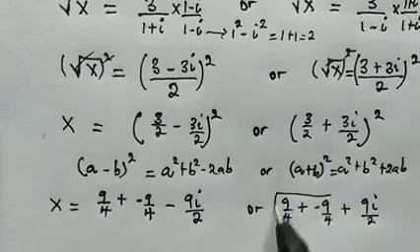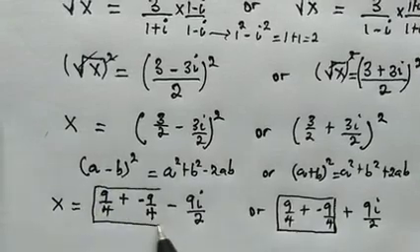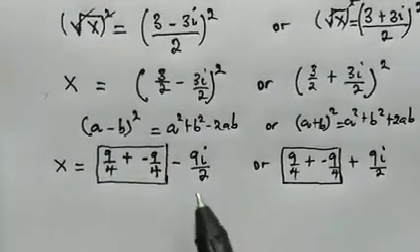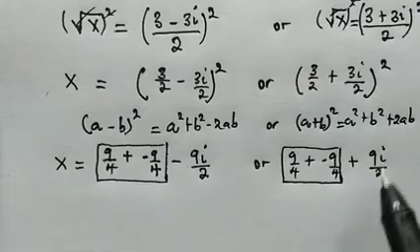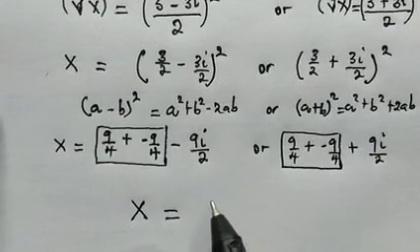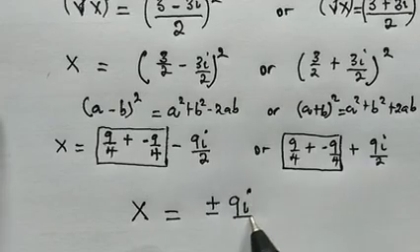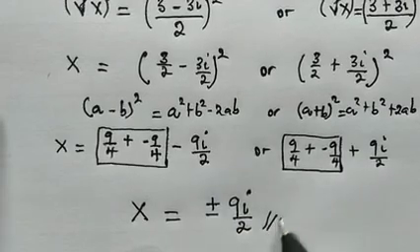We know that this part here is 0, right? And this part here is 0. So therefore, we have negative 9i over 2 and positive 9i over 2. So therefore, we have the following solutions for x. x is equal to plus or minus 9i divided by 2. And this is the correct answer.